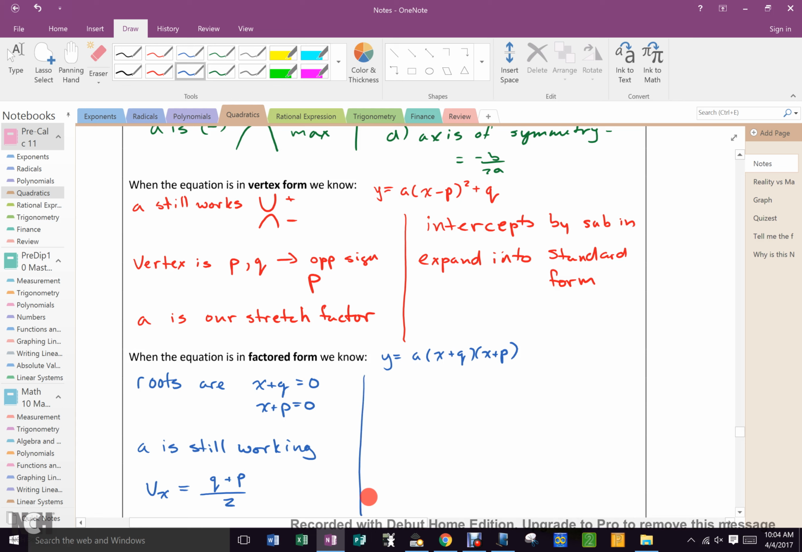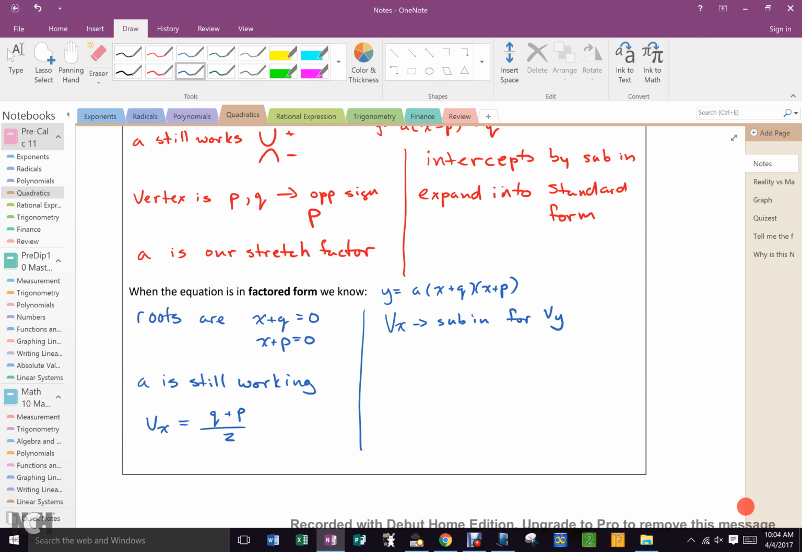And then what math can I do? Once I have the Vx, I can sub in for Vy. Right? Okay. Is everybody good with that sheet? I would put a little marker, fold the page, do something with it, because that's a pretty important sheet for studying purposes. Cool?